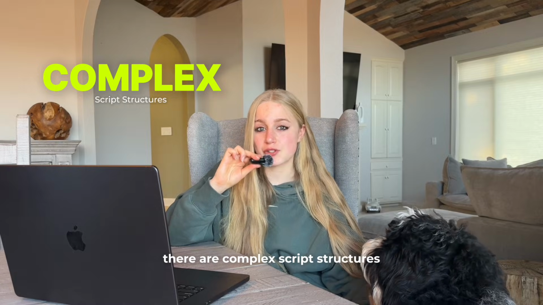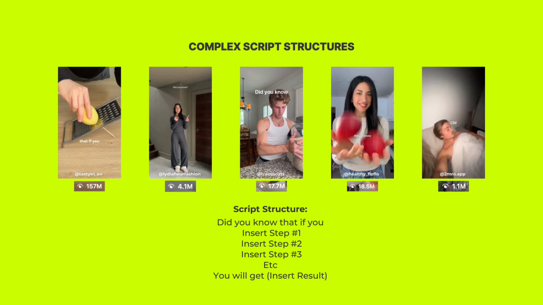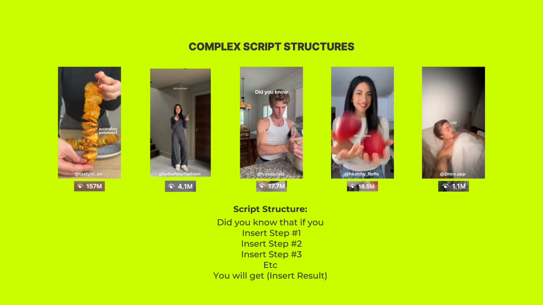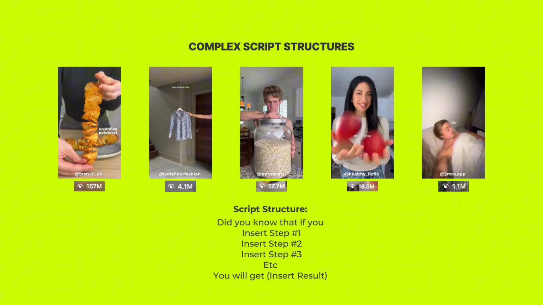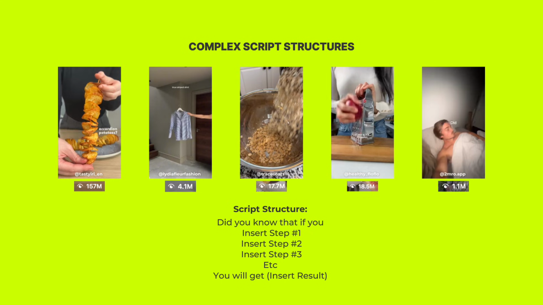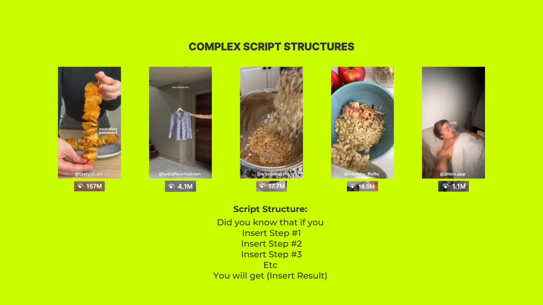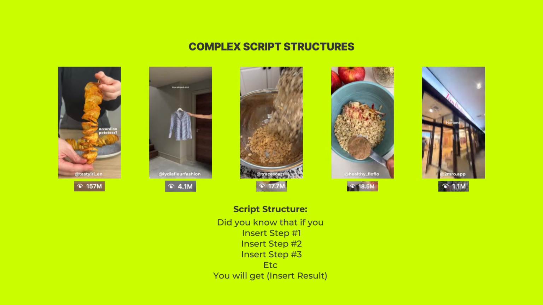There are complex script structures. For example, did you know that if you twist a potato on this part of the grater? Did you know if you take a white vest top, a black vest top, a white shirt? Did you know if you combine some rolled oats, nut butter of choice? Did you know if you grate 2 apples and add them to a bowl with oats? Did you know that if you wake up at 2 a.m., find Tim Hortons open 24 hours?